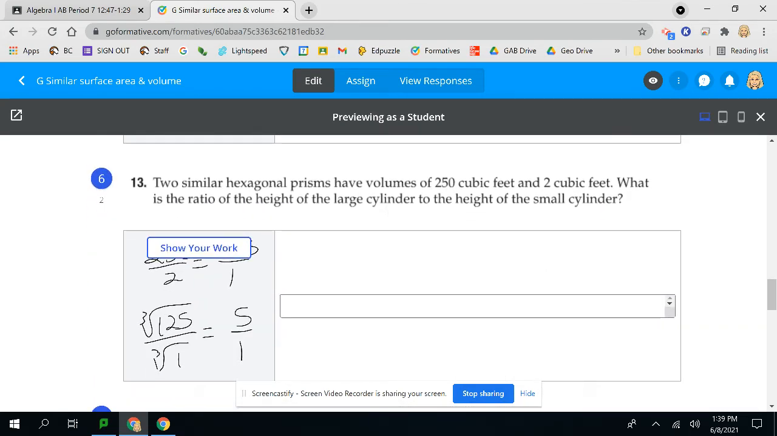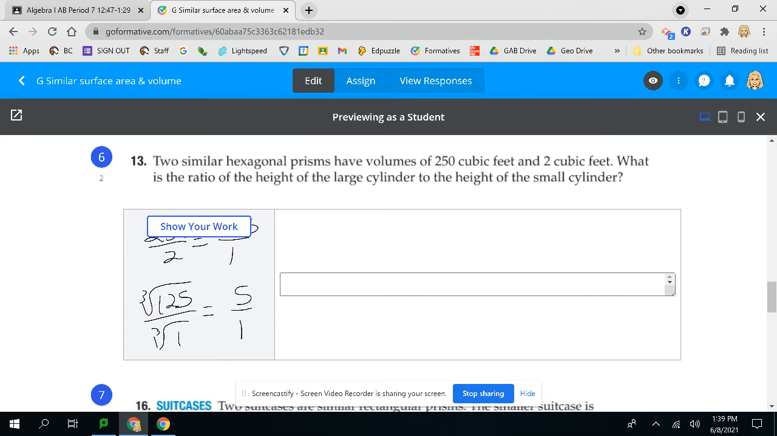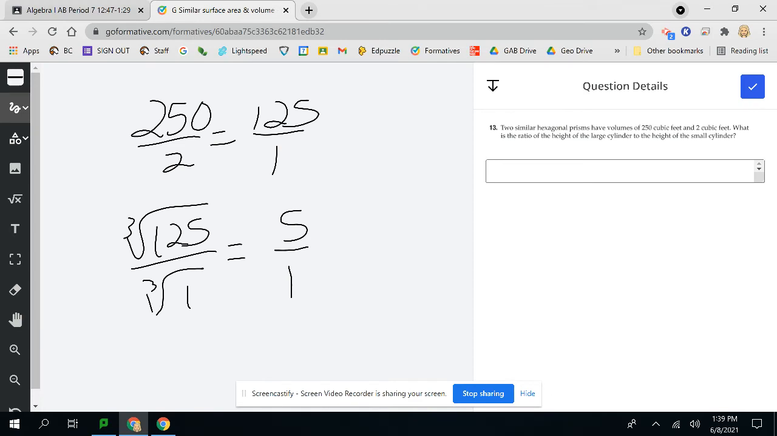Number 6, two hexagonal prisms have volumes of 250 cubic feet and 2 cubic feet. What is the ratio of the height of the large to the small? So again, I have the volumes. The first thing I did is I simplified it. So 250 over 2 is 125 over 1.